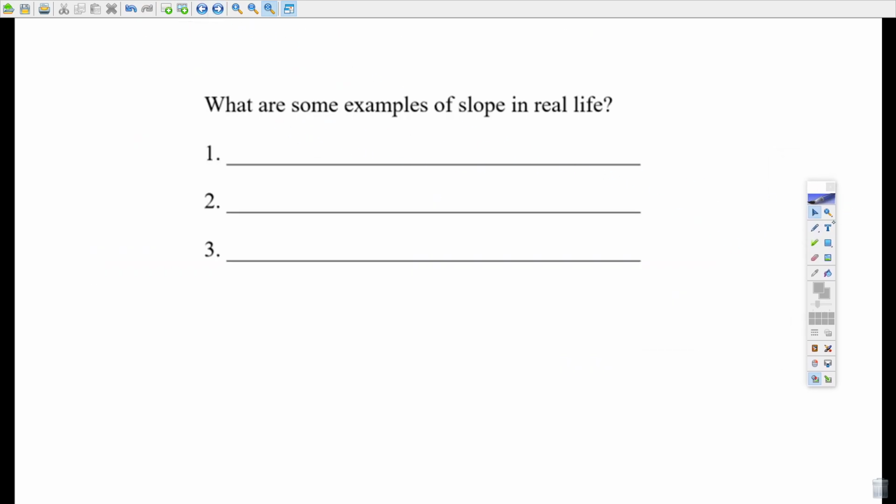So what are some examples of slope in real life? Can you think of anything that has like a rate of change? One very common one would be, how about this one? A lot of times when you see the word per, it's a rate of change or slope. Miles per hour. Maybe you can think of some other ones that have that kind of wordage in it.